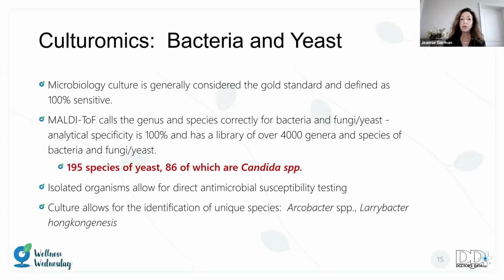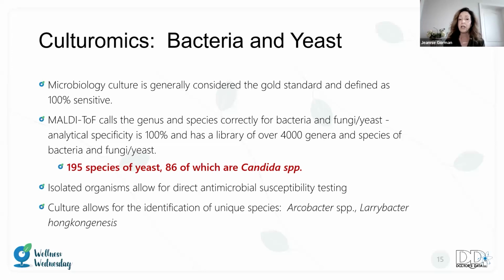The next methodology we use is culturomics for bacteria and yeast. Microbiology culture is generally considered the gold standard and defined as 100% sensitive. If it's there, it's there. If it's not, it's not. We use the MALDI-TOF library, which is a vast library of over 4,000 genera and species of bacteria, fungi, and yeast, which is huge. It's multiplied geometrically in the last several years. It calls the genus and species correctly for that bacteria, fungi, or yeast very quickly. We are very grateful, and the specificity of this is 100%. It allows us to really quicken the pace of our identification.